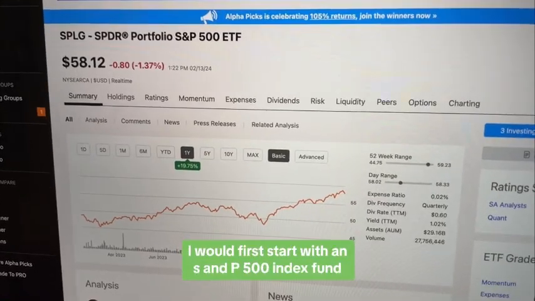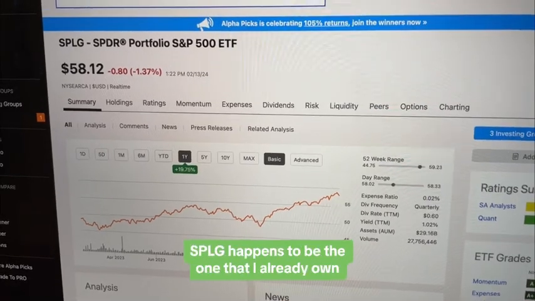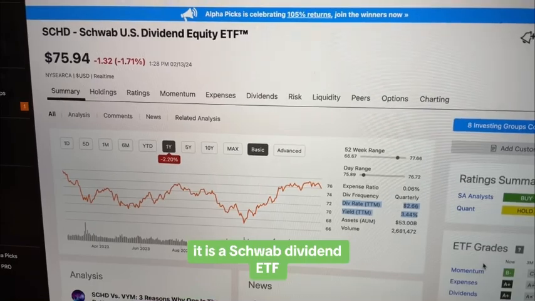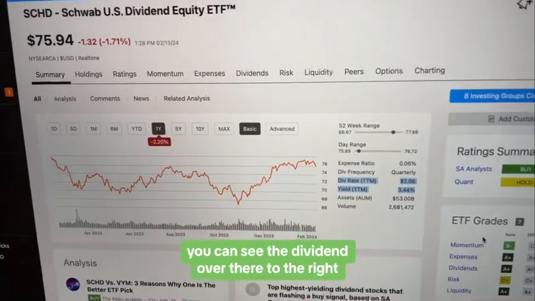I would first start with an S&P 500 index fund. SPLG happens to be the one that I already own. I would then add SCHD. It is a Schwab dividend ETF. You can see the dividend over there to the right.